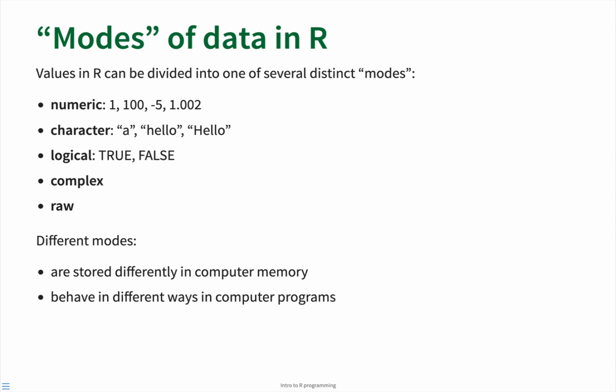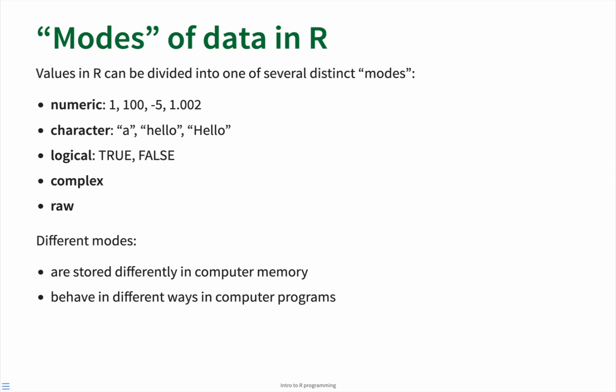There's two other types that we don't need to worry about too much, but you should know they exist. These are complex data, which refers to something called complex numbers, and raw data, which is a way of storing data in the form that computers recognize.